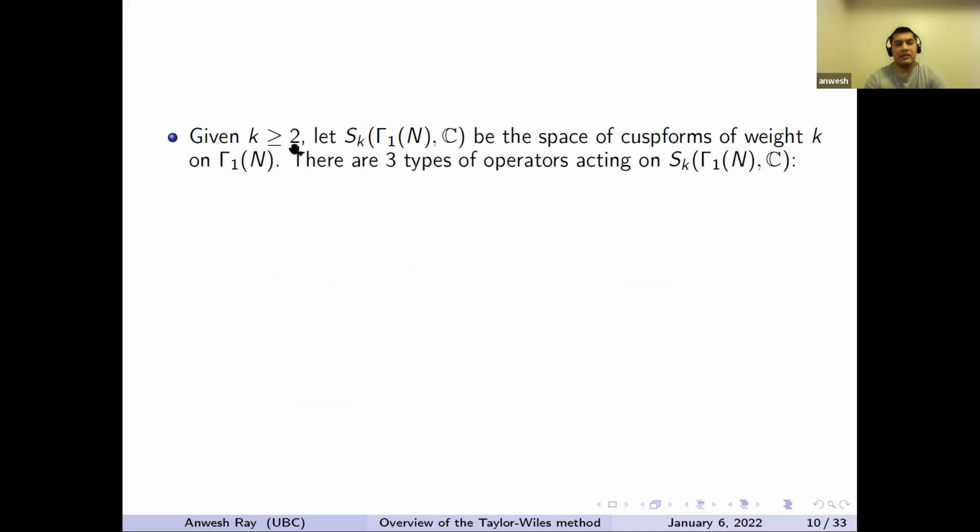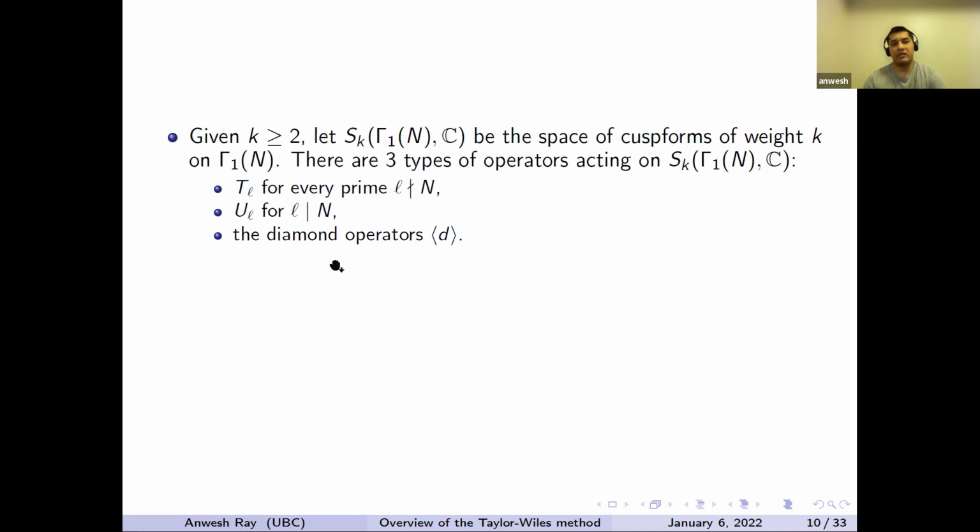So given an integer k greater than or equal to 2, let S_k of gamma 1 of N be the space of cusp forms of weight k on gamma 1 of N. Now associated to the space of cusp forms, we have an algebra of Hecke operators. There are three types of Hecke operators. For every prime L not dividing N, we have a Hecke operator called T_L. For every prime dividing N, we have an Atkin-Lehner operator, U_L. And then we also have the diamond operators because the group is gamma 1 of N.